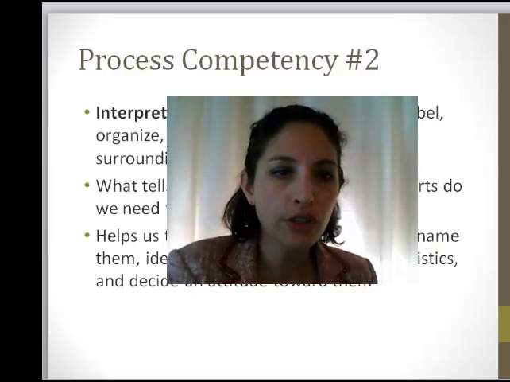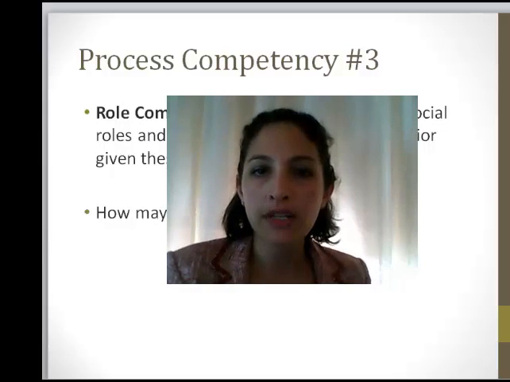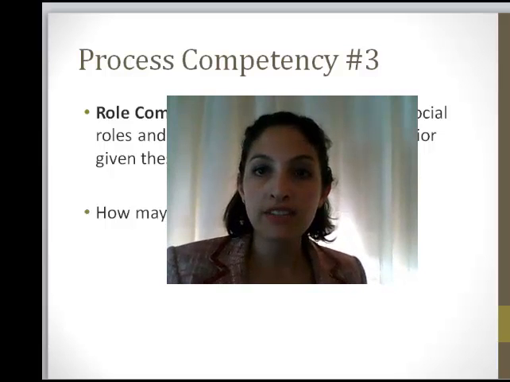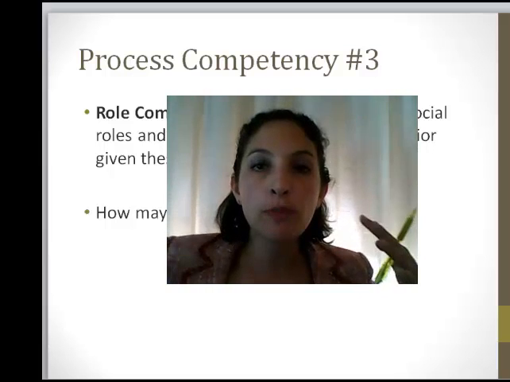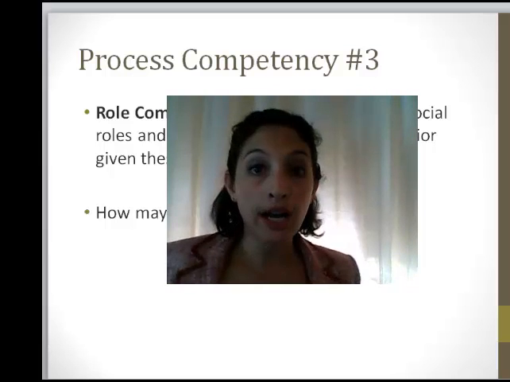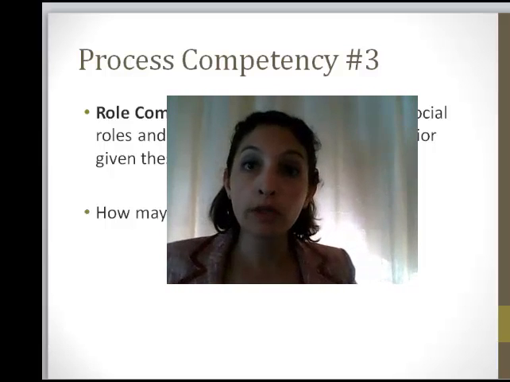Moving on to the third here is role competence. Am I playing my role properly in this culture, in this situation? And culture is a term that could mean geographic location, like I'm in Japan. Am I behaving appropriately for a woman who's in Japan?